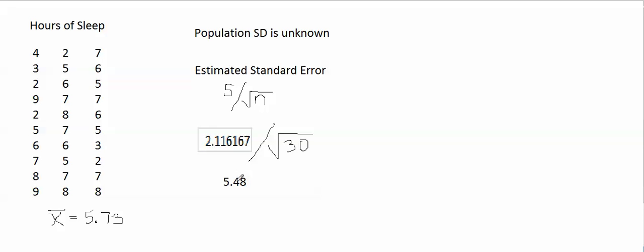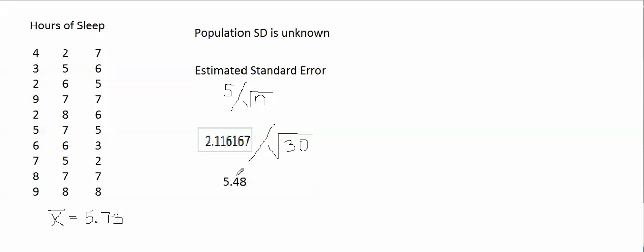So what this estimated standard error is saying is that this sample mean was likely to fall about 5.48 from the mean of the entire population. So we can expect the population mean to be anywhere between maybe 0 and 11, because this sample mean is likely to be about this far off target. But one thing we have to remember is that this actually isn't the true standard error. It's an estimate of the standard error.